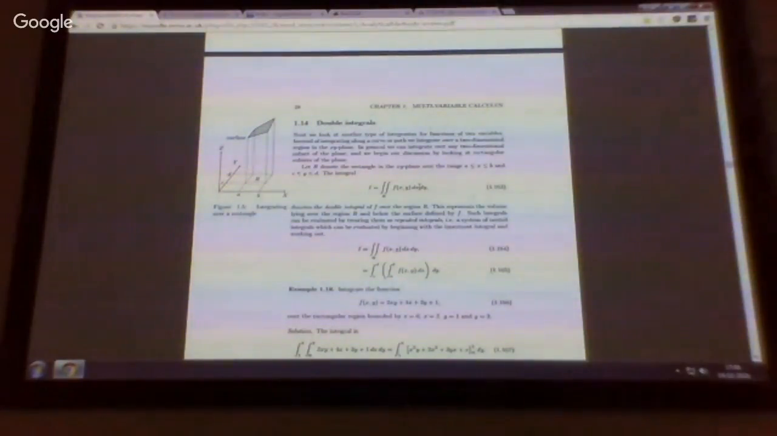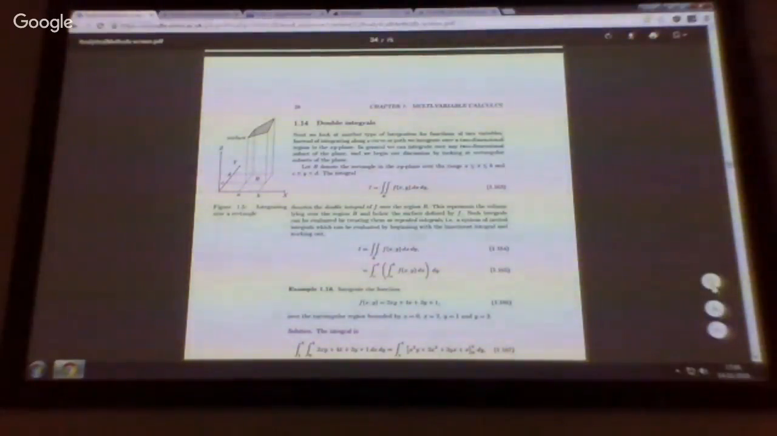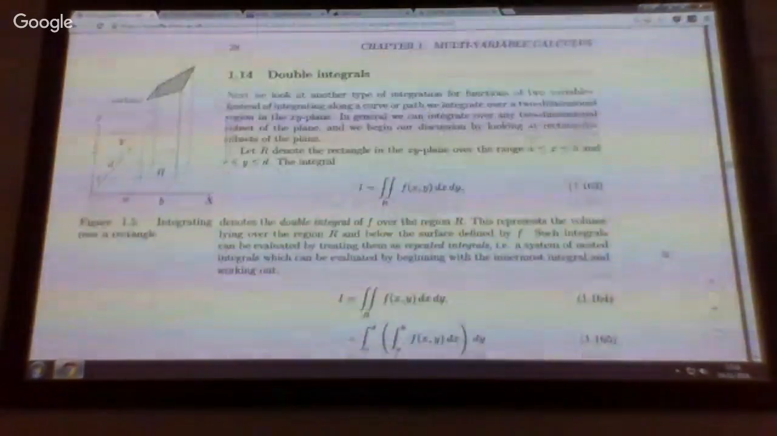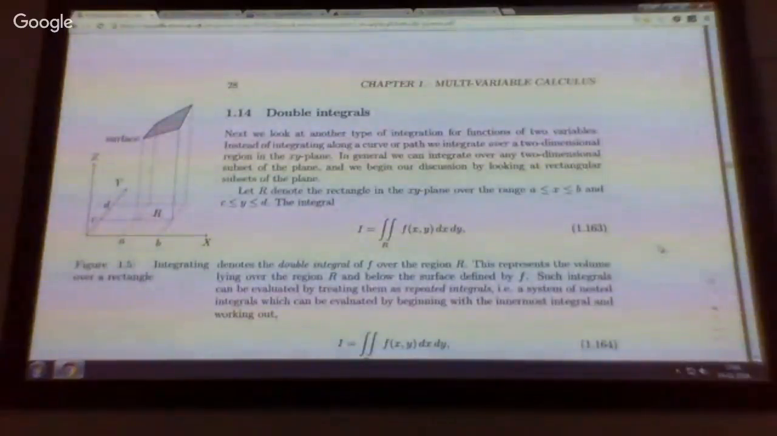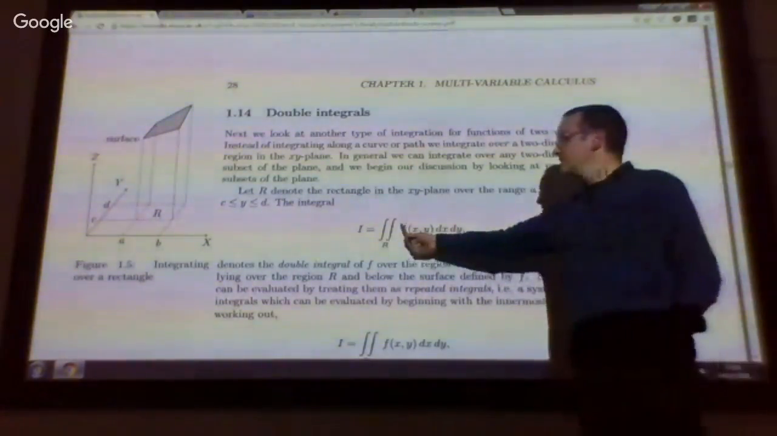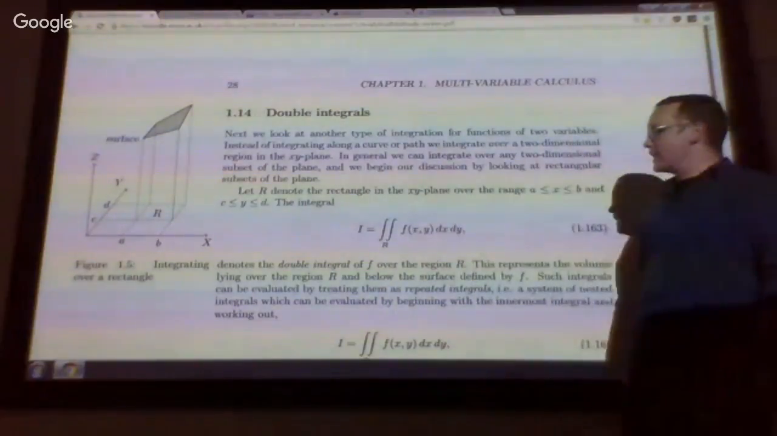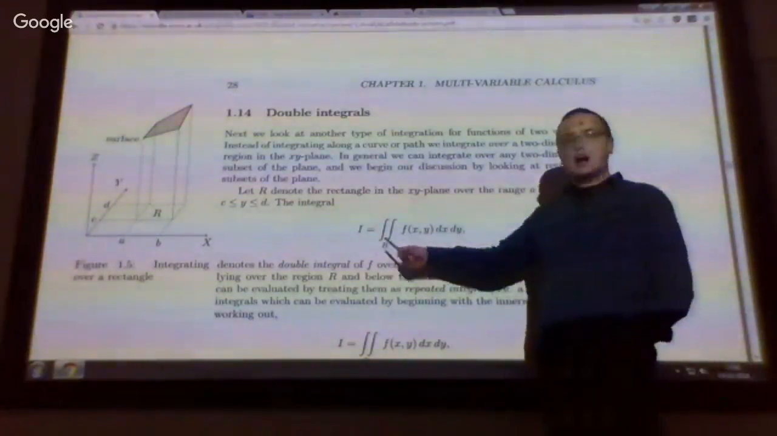Integrals over rectangular regions. Okay, so we introduced the idea of the double integration. And this was perhaps the thing which most naturally follows on from the one variable integration that we did last year. So a double integral like this, the double integral of a function of two variables over some region R.